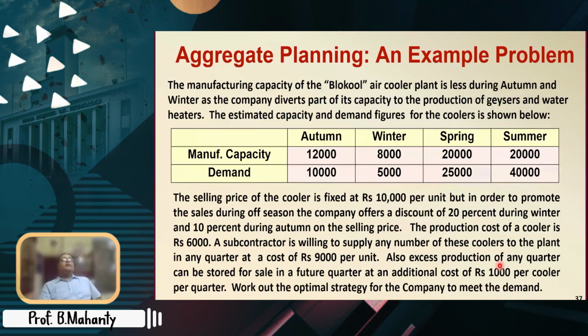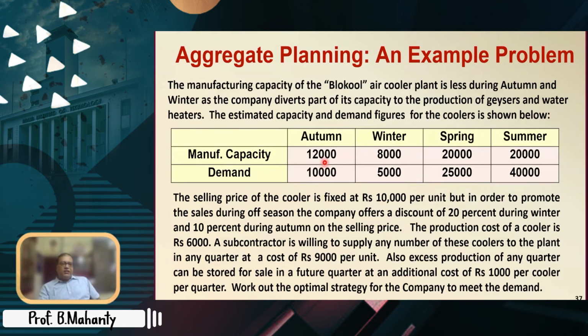What I should do in the next 10 minutes or so, we shall take up an aggregate planning problem. And this one, I am not going to go in deep. Today, because we don't have much time, we are just going to give you a glimpse of the broad idea of these kind of problems. So the manufacturing capacity of the blow-cool air cooler plant is less during autumn and winter as the company diverts part of its capacity to the production of geysers and water heaters. The estimated capacity and demand figures for the cooler is shown below.